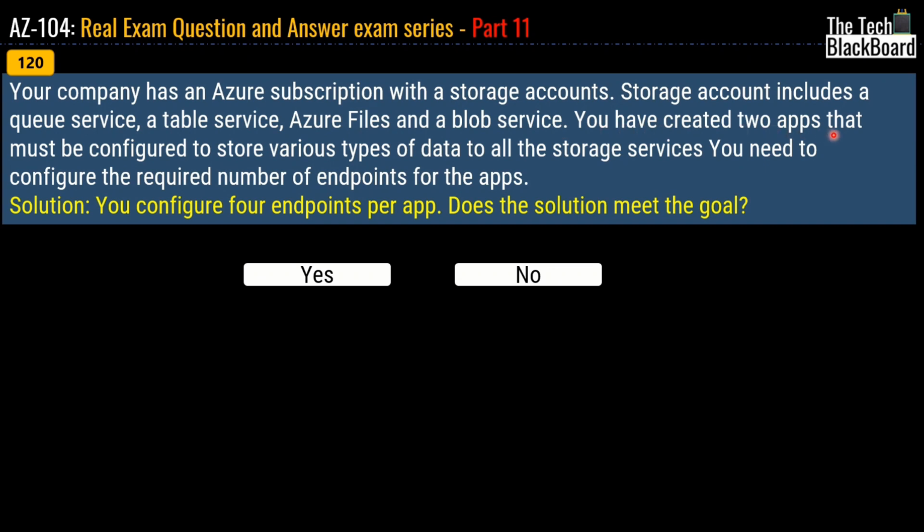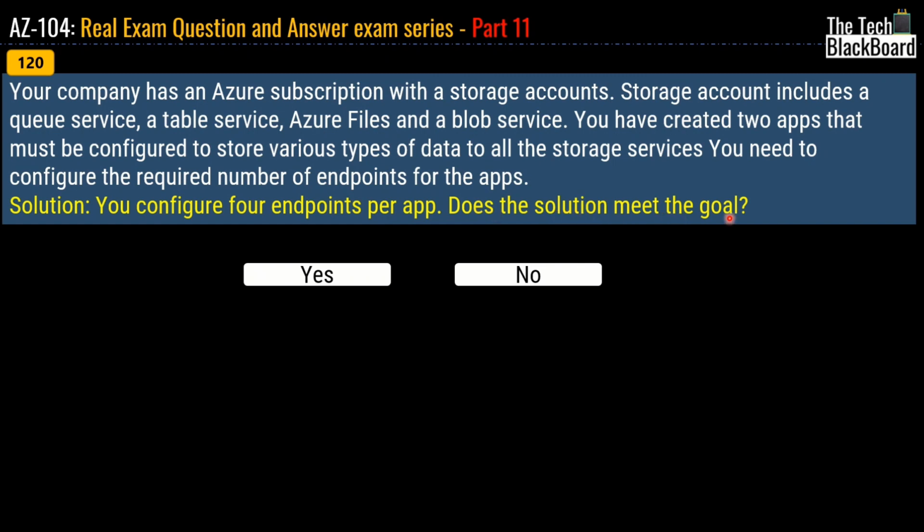You have created two apps that must be configured to store various types of data to all the storage services. You need to configure the required number of endpoints for the apps. And the solution given here is that you configure 4 endpoints per app. Does this solution meet the goal?